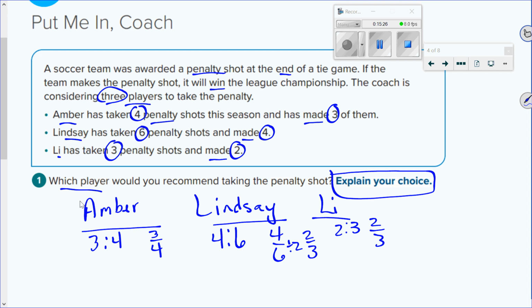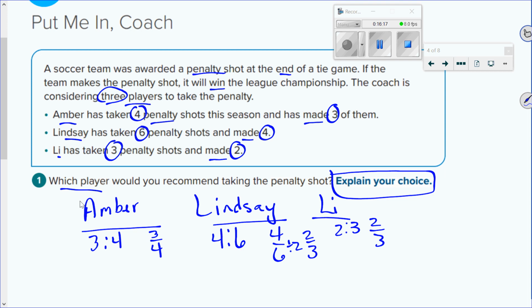So which one do you want taking the penalty shot that's going to win the championship for the year? Why Amber? Why? You're supposed to explain your reasoning. Autumn? So why Amber? Okay. Jaden?